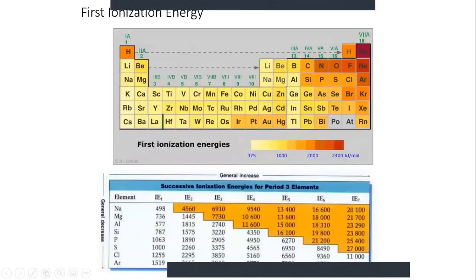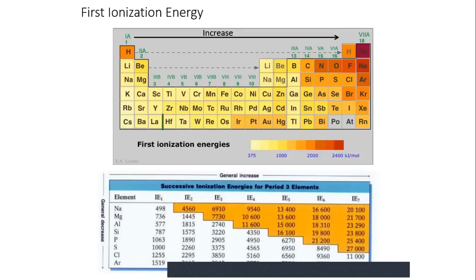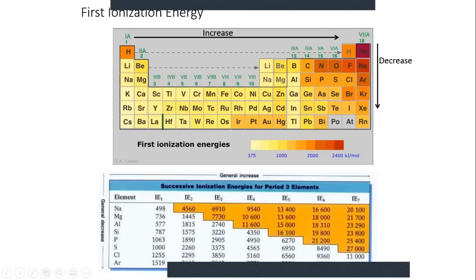And so the trends go like this. As you can imagine, as you go from left to right, ionization energy increases. It takes more energy. And why is that? It's because you have increased effective nuclear charge. Electrons are held more closely to the nucleus, so it takes more energy to remove them. And it decreases down a group, and the reason is because those outer electrons are further away. It takes less energy to remove them.